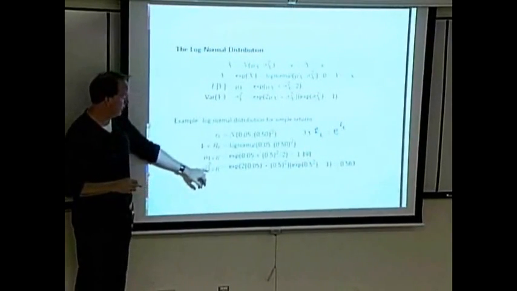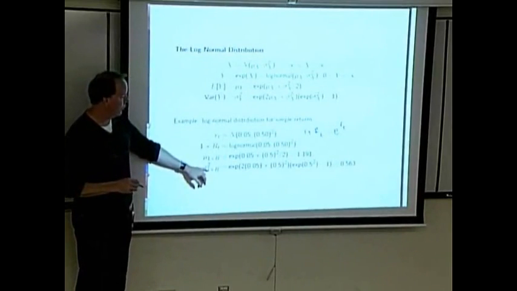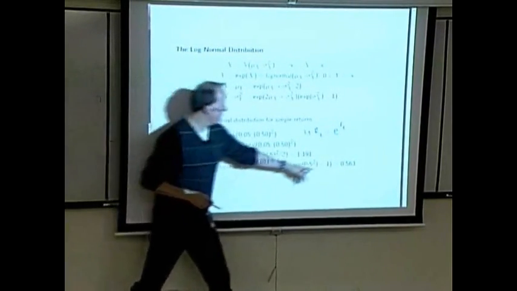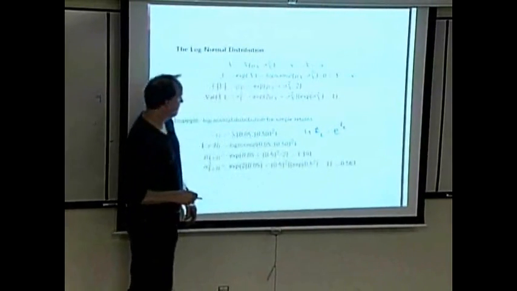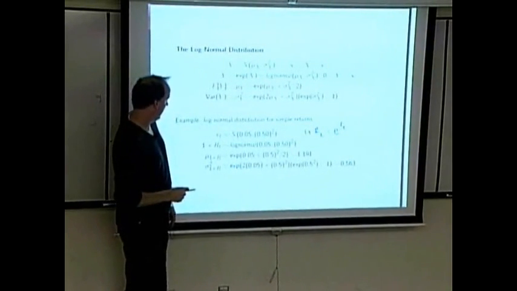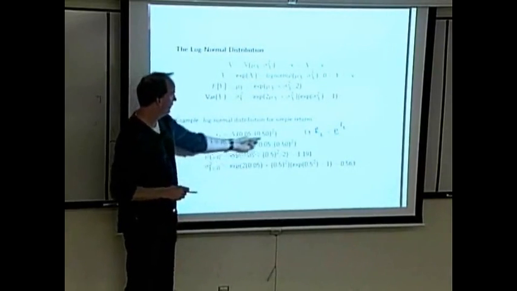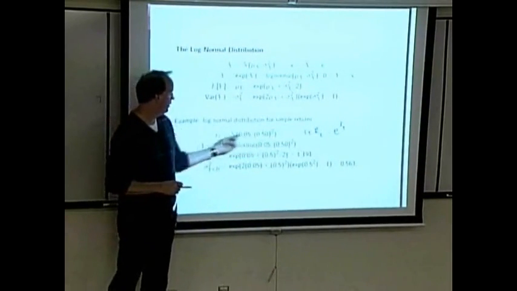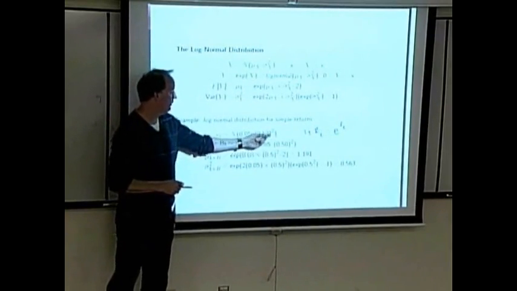And then we can deduce the variance of 1 plus the simple rate of return by evaluating this horrible formula. We get something that's 0.563, and so again that's different from the variance formula that we have. The variance for the continuously compounded return is 0.5 squared.